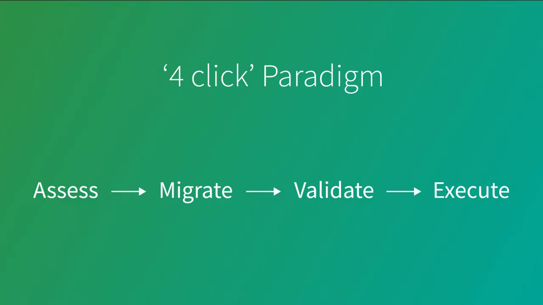Based on repeatable methodologies and framework, the Impetus Workload Migration Solution implements a 4-click paradigm that enables you to migrate workloads to Big Data Warehouse successfully. The 4-click paradigm is comprised of 4 key steps: assess, migrate, validate, and execute, enabled by a fully automated toolkit. These 4 steps together make the data warehouse migration predictable, manageable, and error-free.